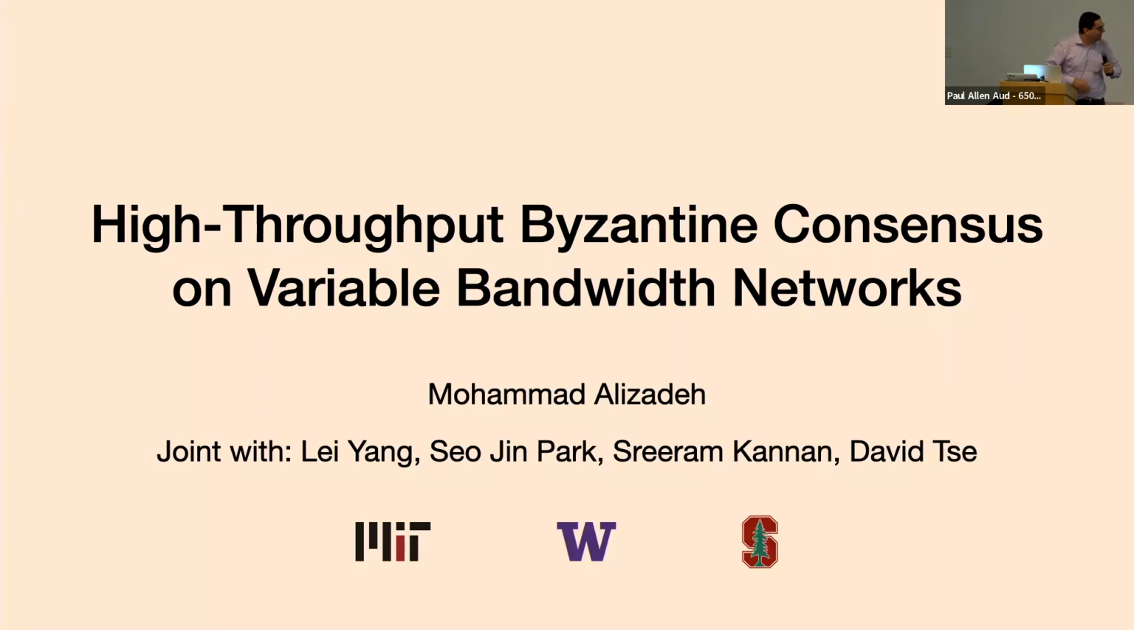Hi, everybody. So I want to talk about this recent project about achieving high throughput Byzantine consensus on networks with a lot of bandwidth variability. I'm a networking researcher, not really a consensus person. So when we started looking at this problem, I was interested in understanding how these protocols actually work on real world networks. And that was the original motivation for this project.